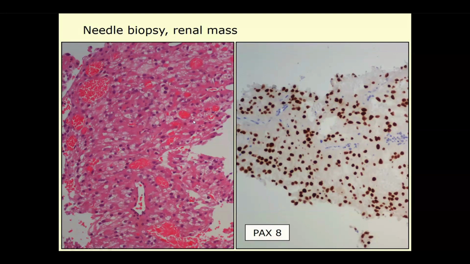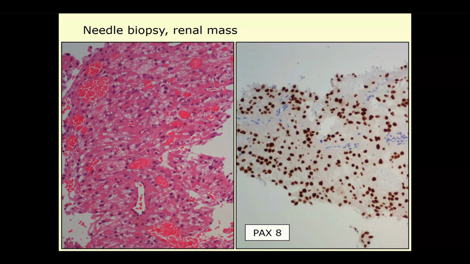So here's a similar case. This was a needle biopsy, a fairly eosinophilic look to it, although it is starting to have some clearing of the cytoplasm. The differential diagnosis would be pretty broad. This could even be a fat poor angiomyolipoma. So one of the first things is we do a PAX8 stain to confirm that this is a renal epithelial lesion.